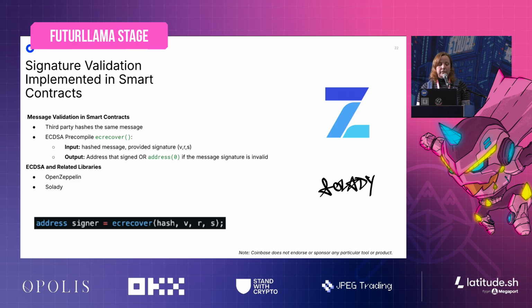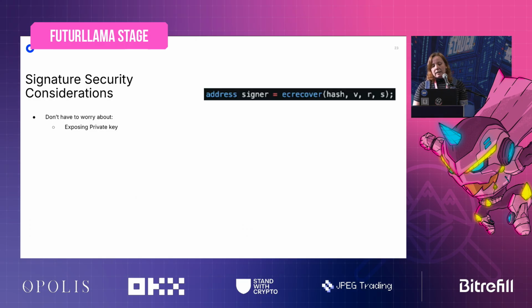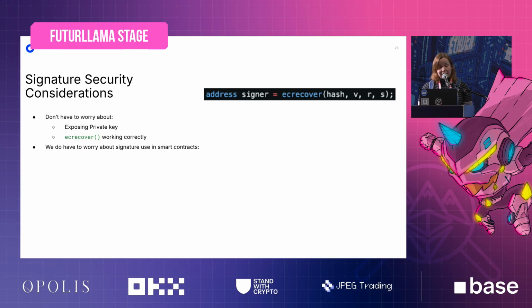We have this screenshot here of what it will generally look like within your smart contract. And again, for the purpose of this talk, we're not going to worry so much about exposing the private key. From our side, we're not going to worry about whether ECRecover is implemented correctly within the EVM. What we worry about from this side of things is how we're using it within the smart contract.